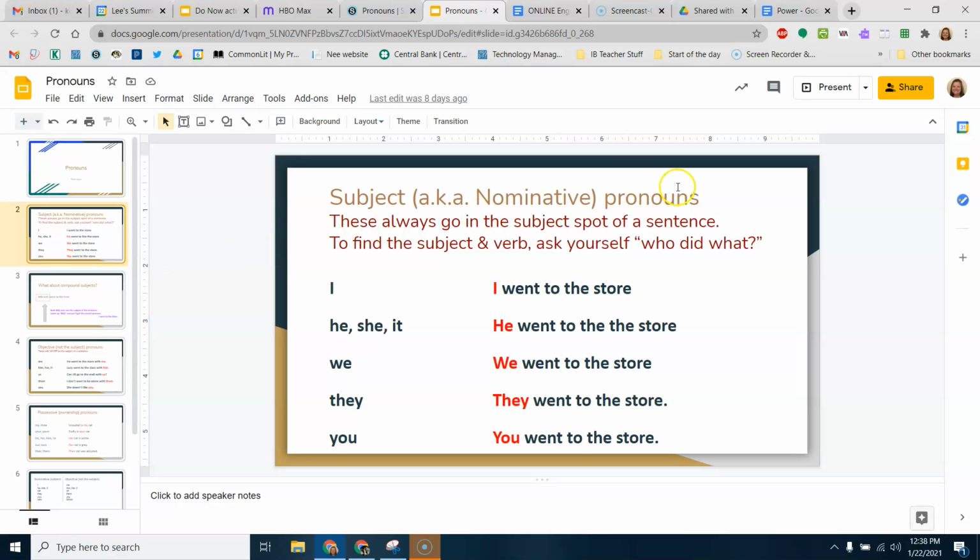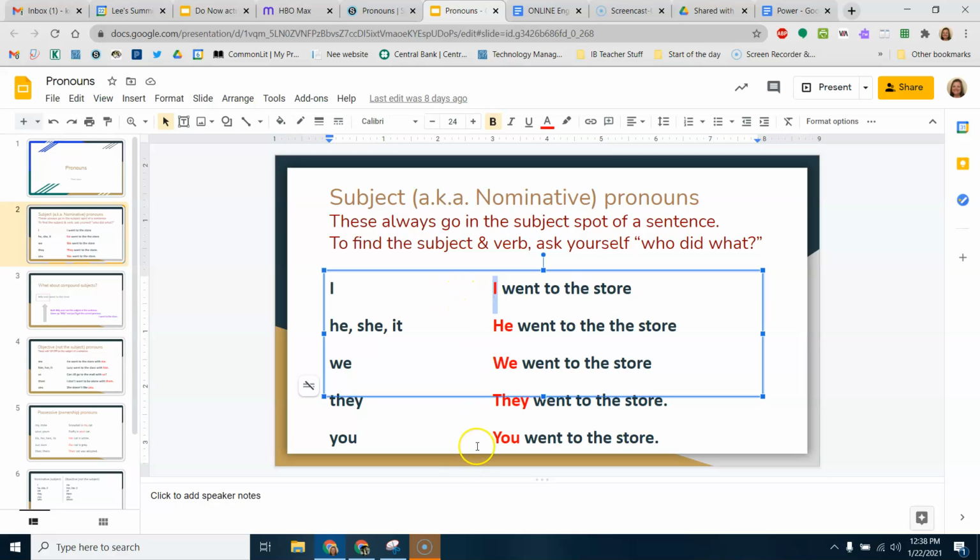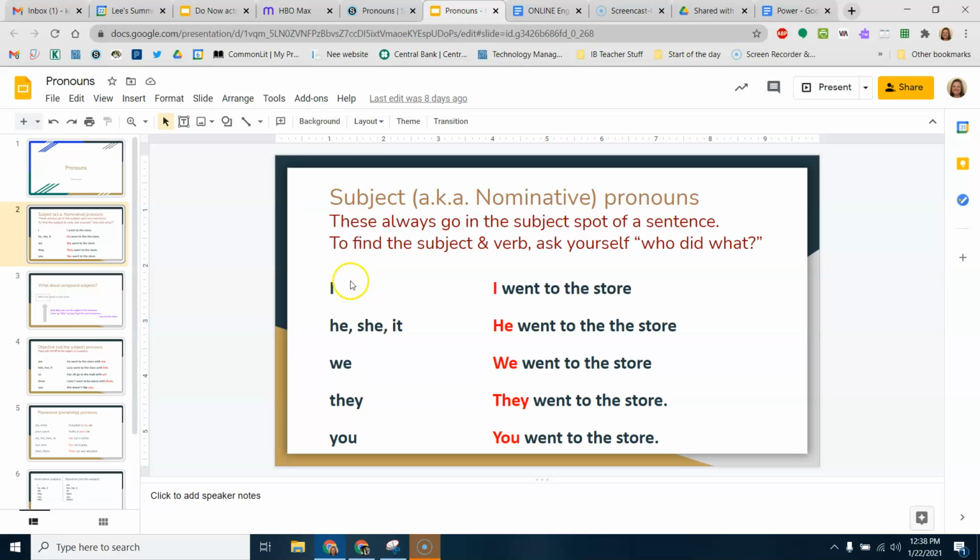So for subject pronouns, they have to be in the subject spot of the sentence. Subject pronouns only, these are the only subject pronouns. I will always be a subject pronoun. He, she, and it, we, they, and you. Those are the subject pronouns.